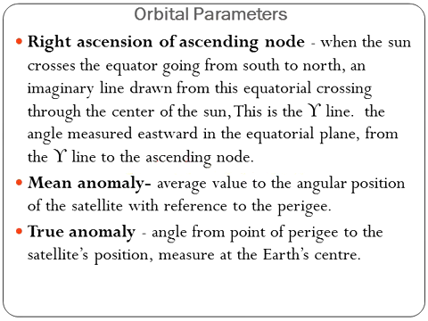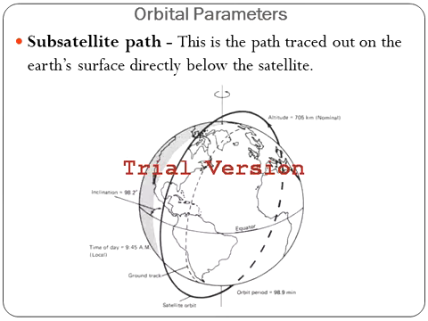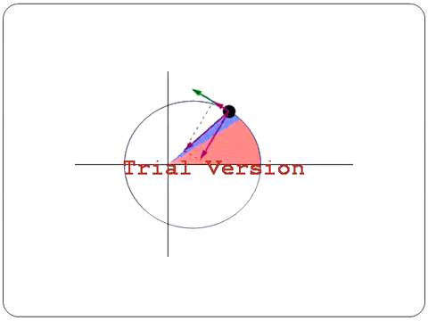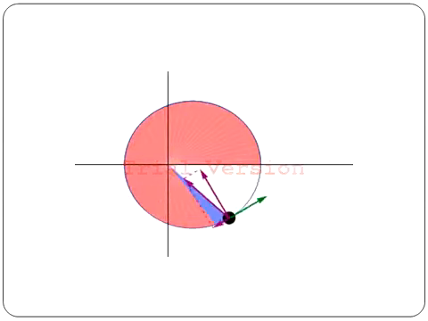Mean anomaly: the average value of the angular position of the satellite is referred to as mean anomaly. True anomaly is the angle from perigee to the current position of the satellite. Subsatellite path: the satellite's path traced on the surface of Earth is called the subsatellite path, so that we can easily know where the satellite is rotating. So that's all for orbital parameters.